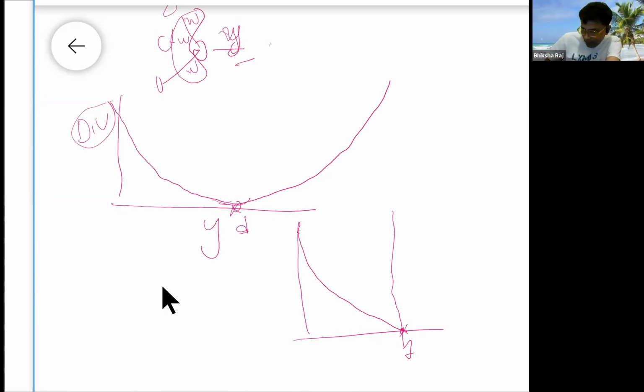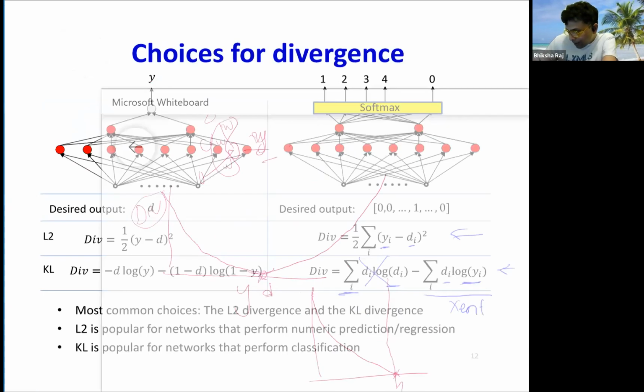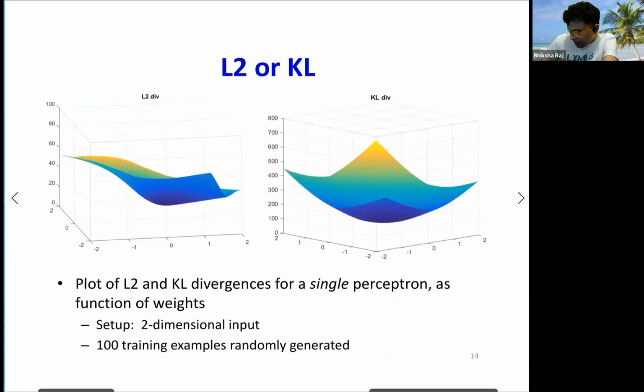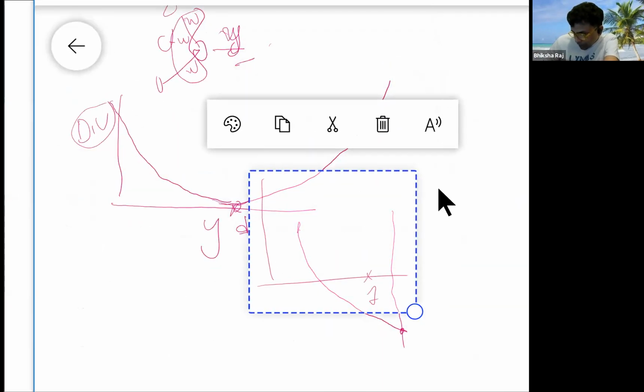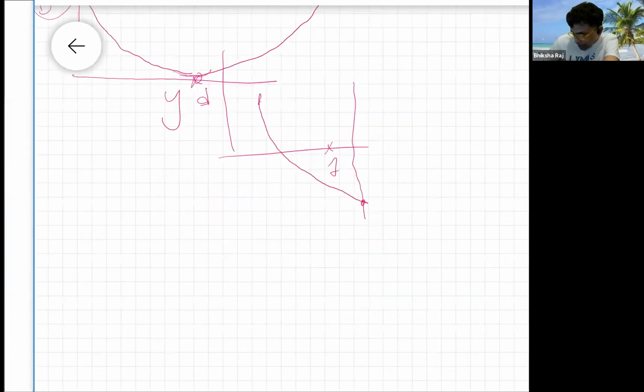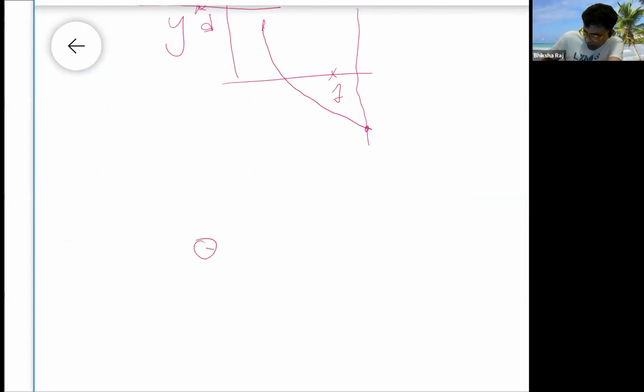Now, again, this L2 divergence is so nice and bowl shaped. The KL divergence is maybe a little more odd looking, right? But then here are the plots of the L2 and KL divergence as a function of the parameters of the network. In this case, I haven't even taken a full network. I've just taken a single perceptron, which has two inputs, no bias.